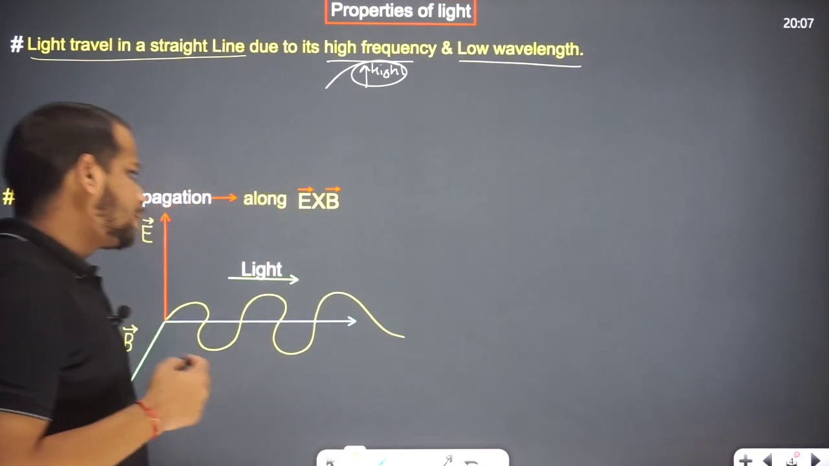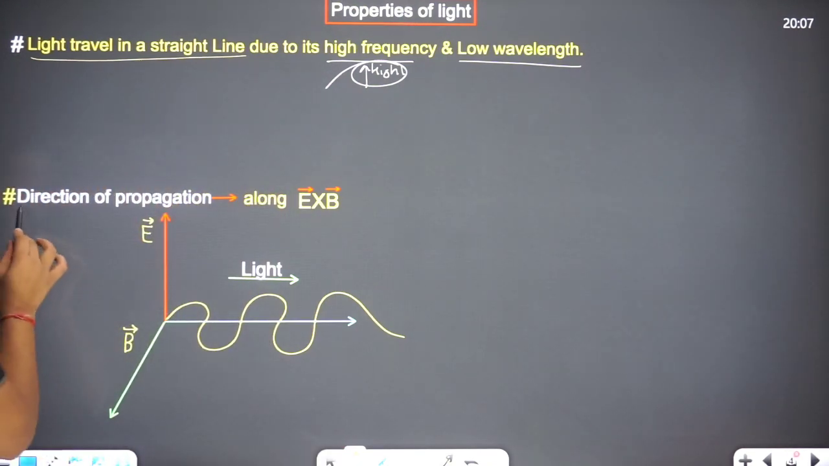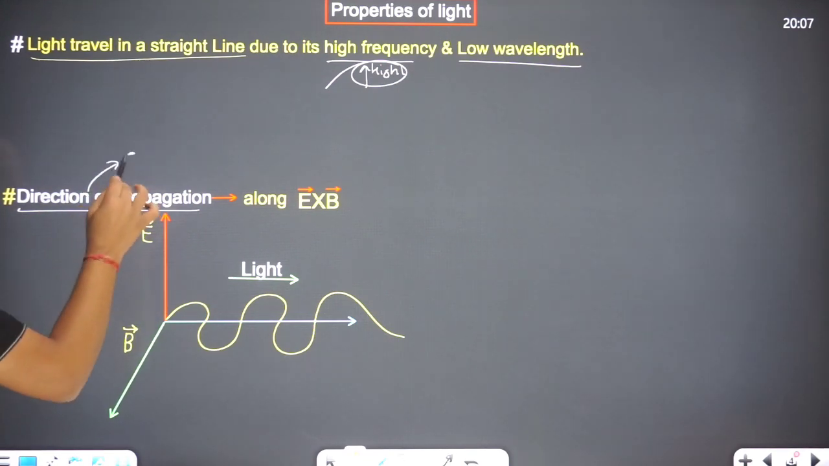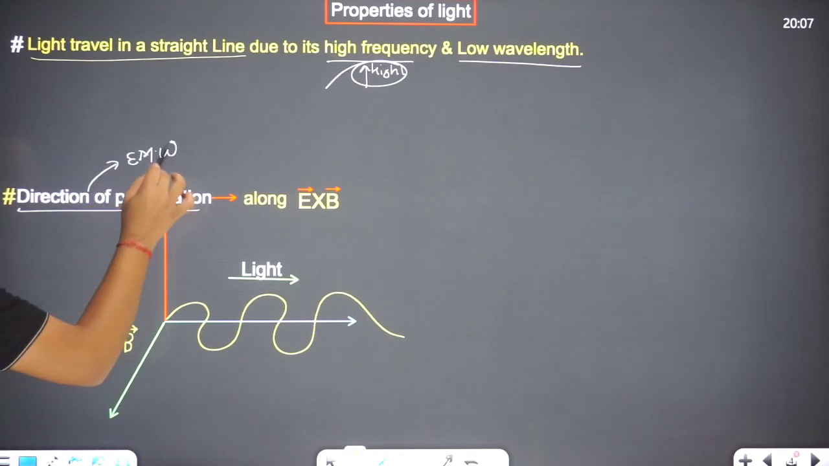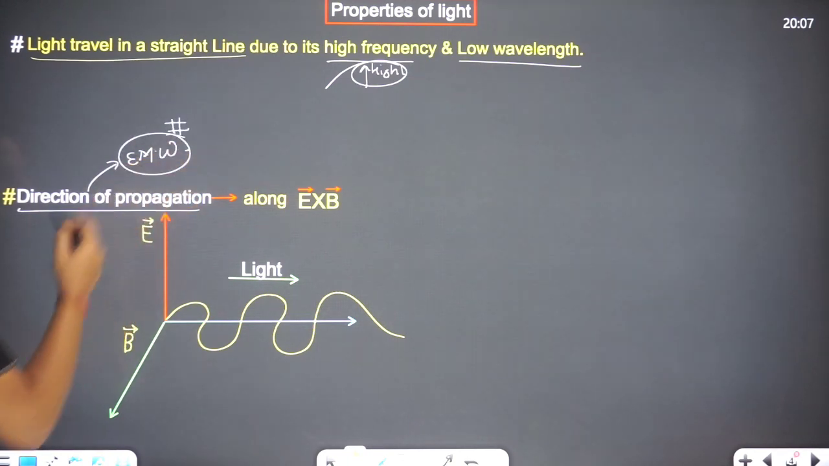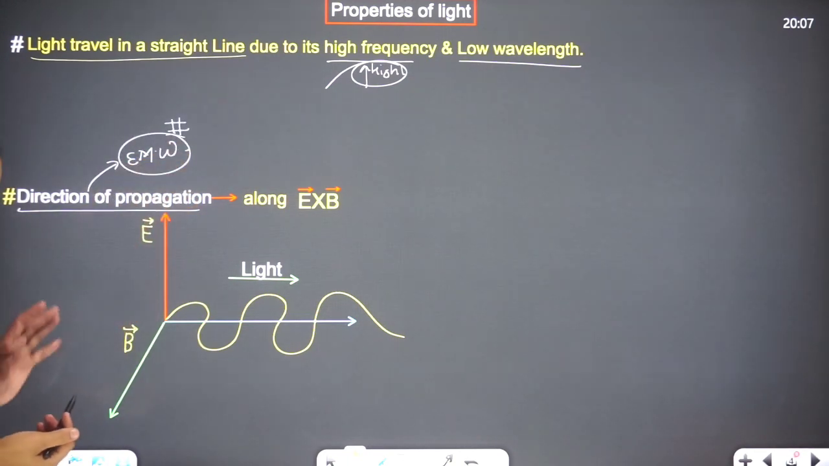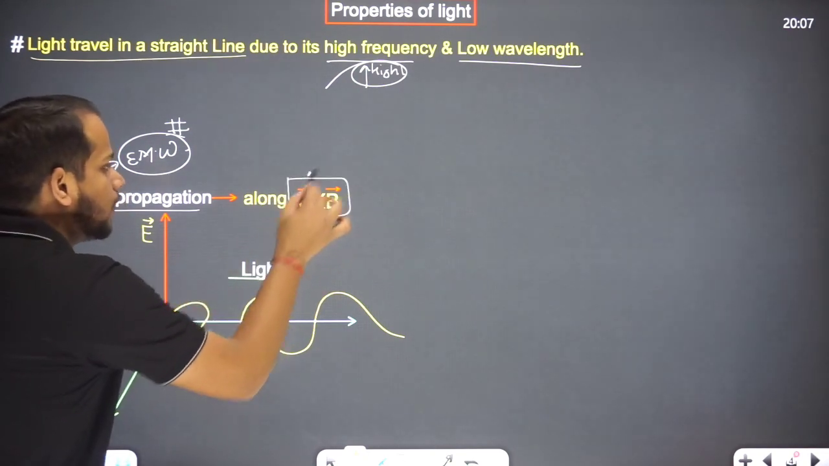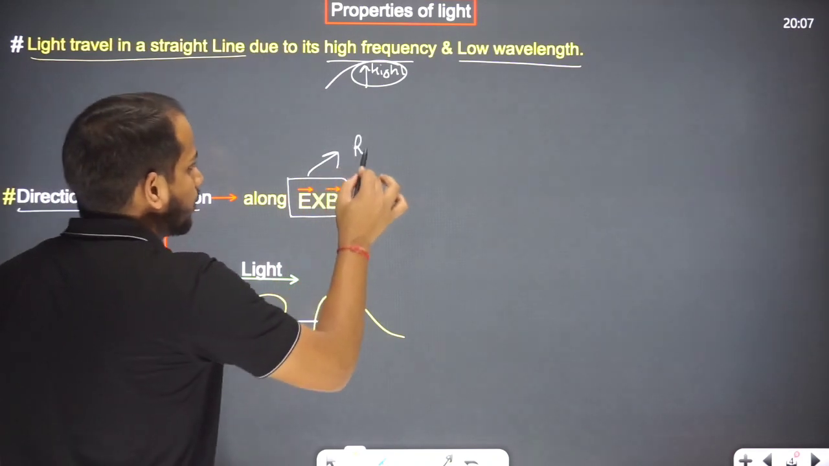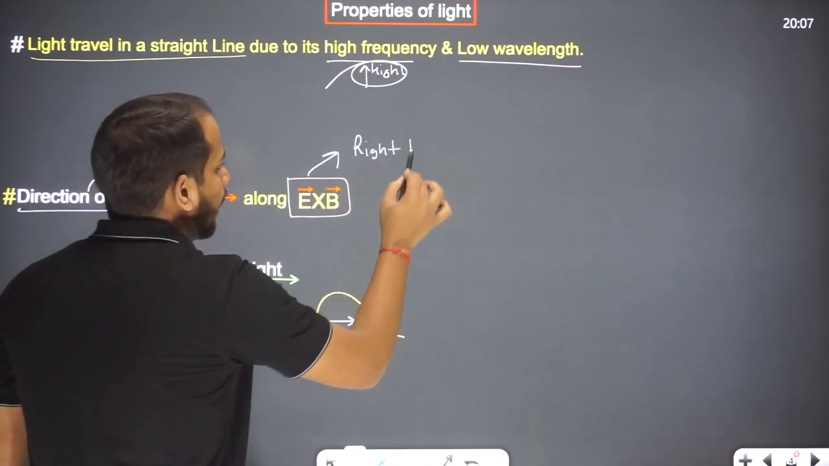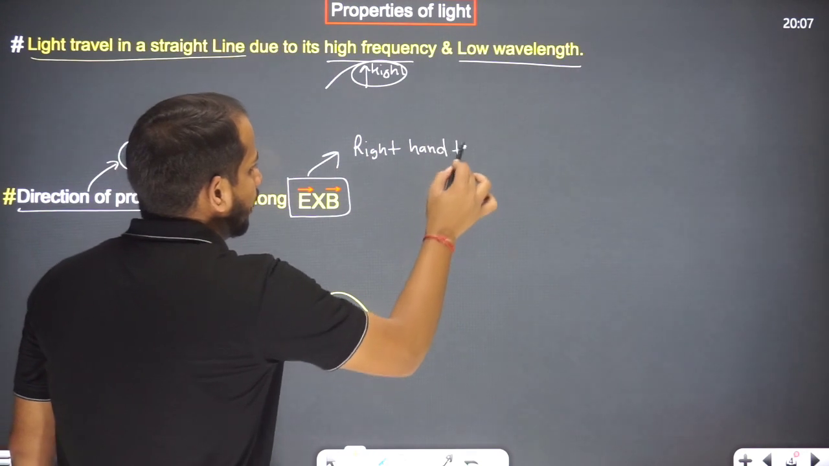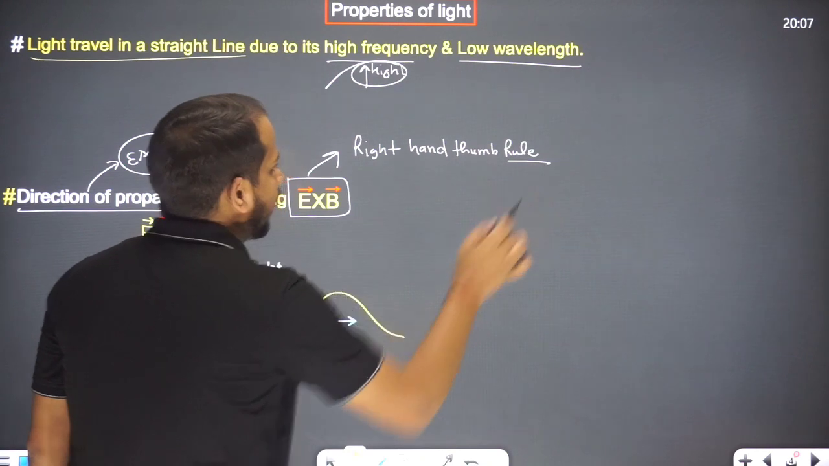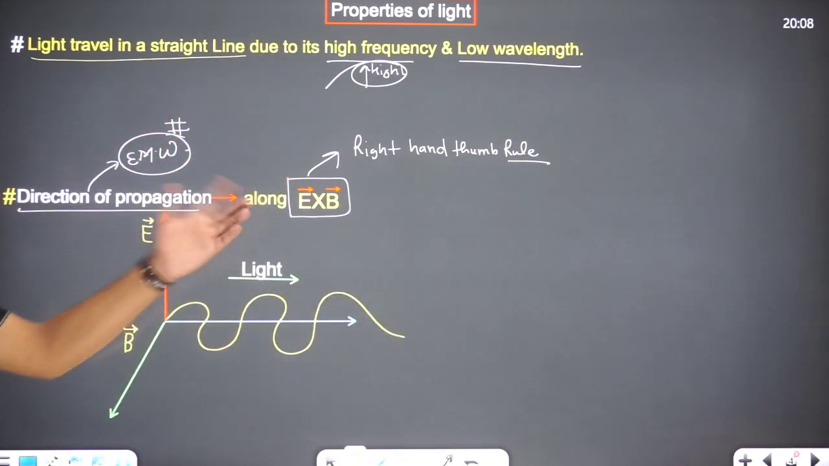Okay, now let's move on to the next: the direction of propagation. We have already discussed these things in electromagnetic waves, but let's see here. The direction of an electromagnetic wave, or we can say the direction of light, is along E cross B. You know how we have to use E cross B. This is the right-hand thumb rule. With the help of the right-hand thumb rule, we can find out the direction.